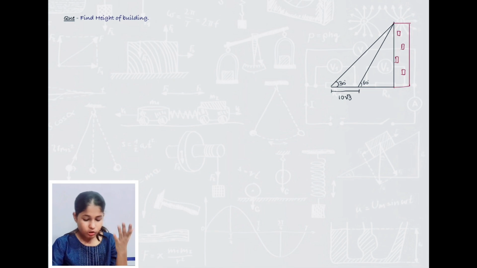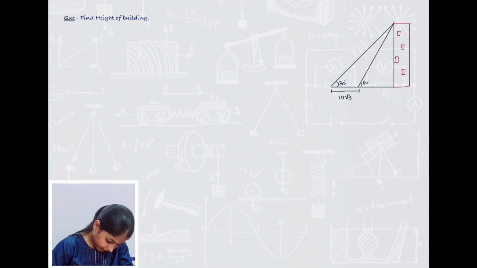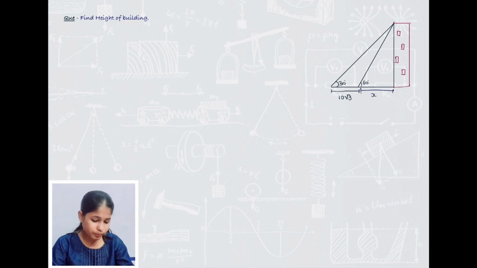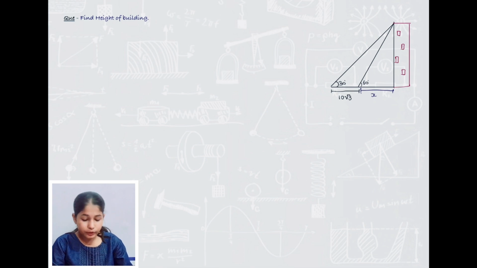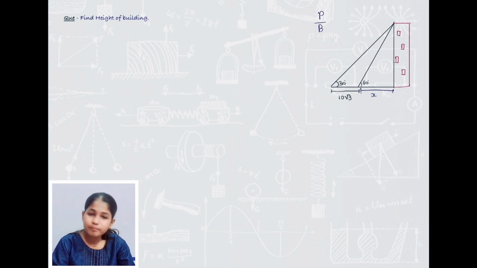First of all, can we assume this as x? Yes, of course, we can assume it. So we have to solve it one by one. Which trigonometric ratio are we going to use in it? Simply it will be tan, because tan is p upon b.